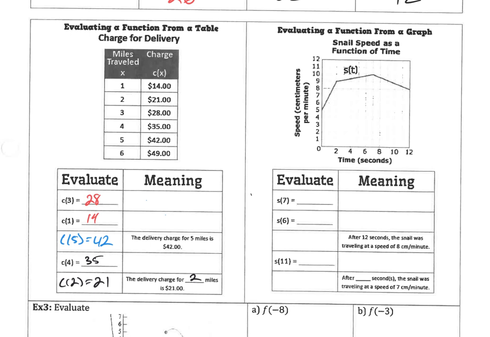And then for that last example, we know the charge is 21. So if we look at 21 and we go over, we see the miles driven would be 2. And for our notation, again, c of 2 would equal 21.